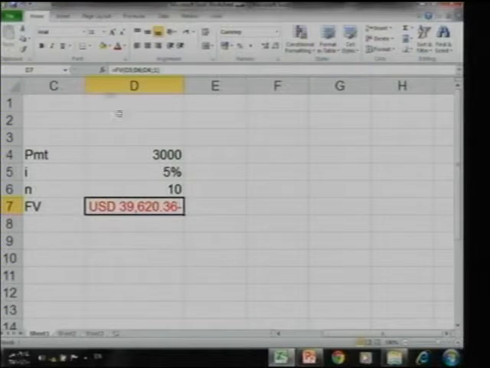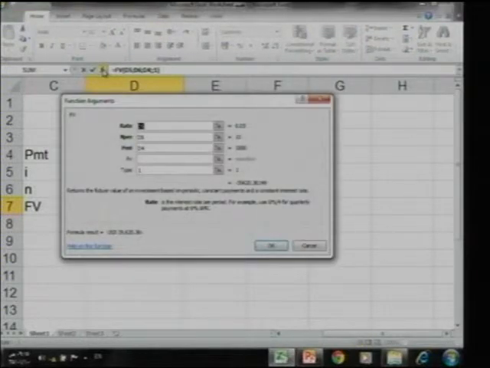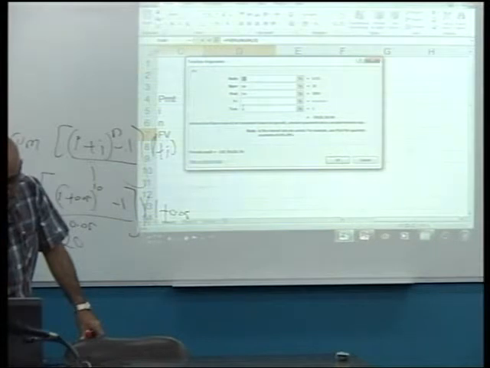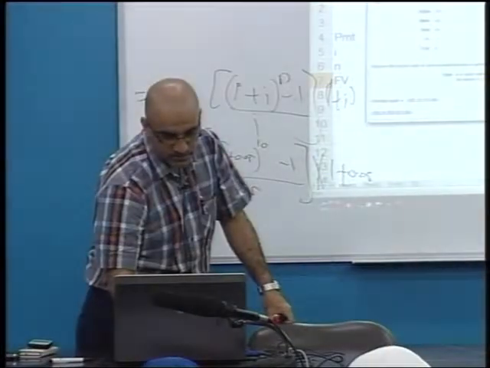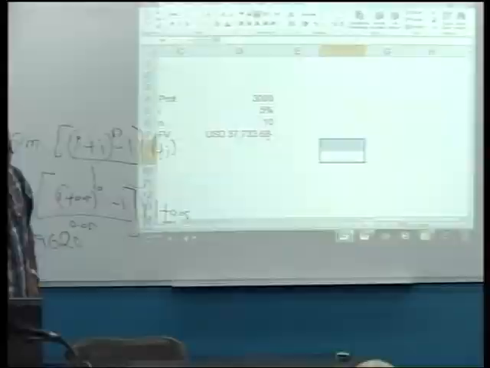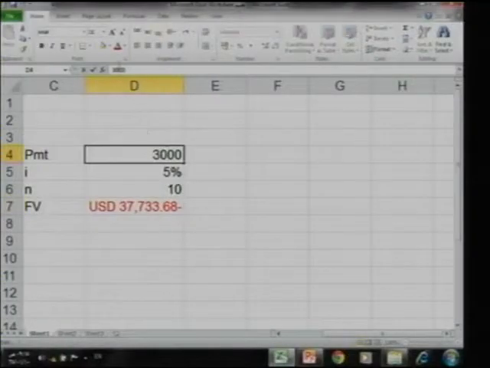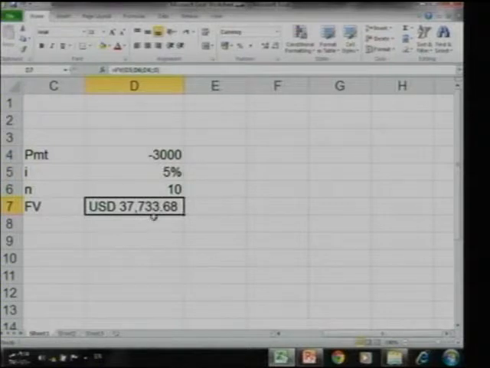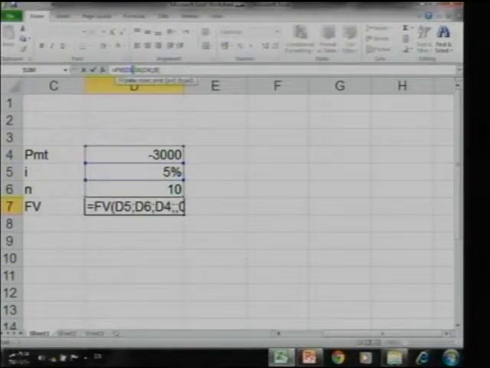Now, go back to the equation here. If you observe in type, we put 1. It is due. And if you read this, if you put 0, it is ordinary. See the difference now. So it is 37,000. Okay? So this is the difference between the annuity due and the ordinary. We will calculate one based on the annuity due and one based on the ordinary, and find the difference between them.